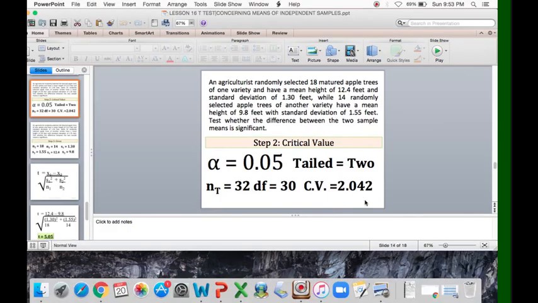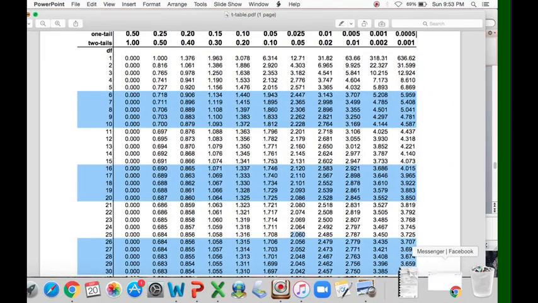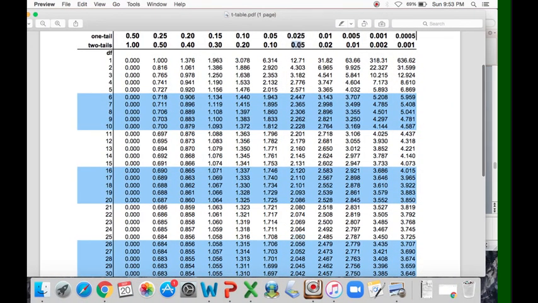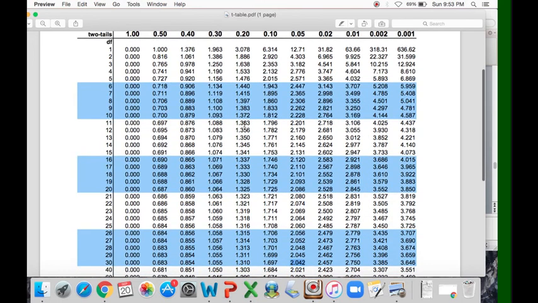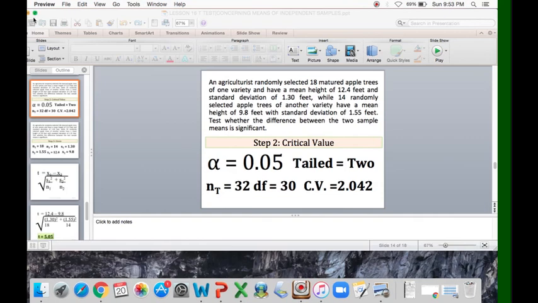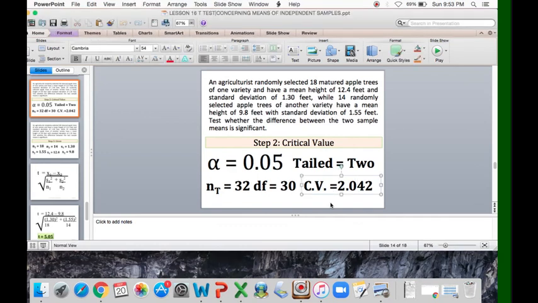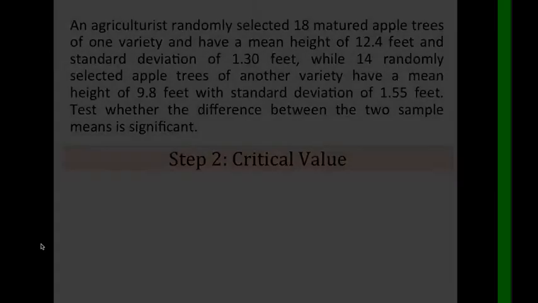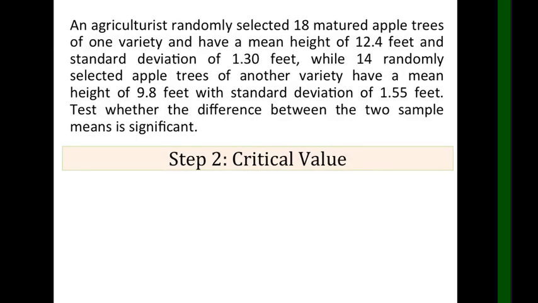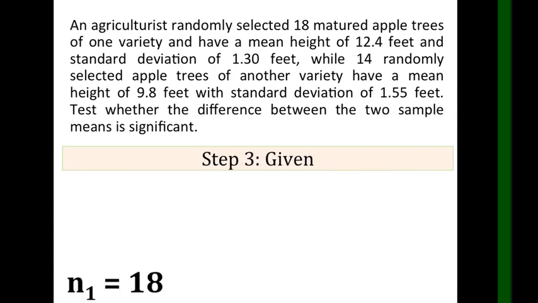Let's see. In the critical table, we have 2-tailed 0.05, then 30. Again, it's 0.05, so hit dito siya. So let's look for 30. This is 30, right? And this is 0.05. So, tama ba? 2.042? Okay, correct. 2.042. So that's the critical value here.